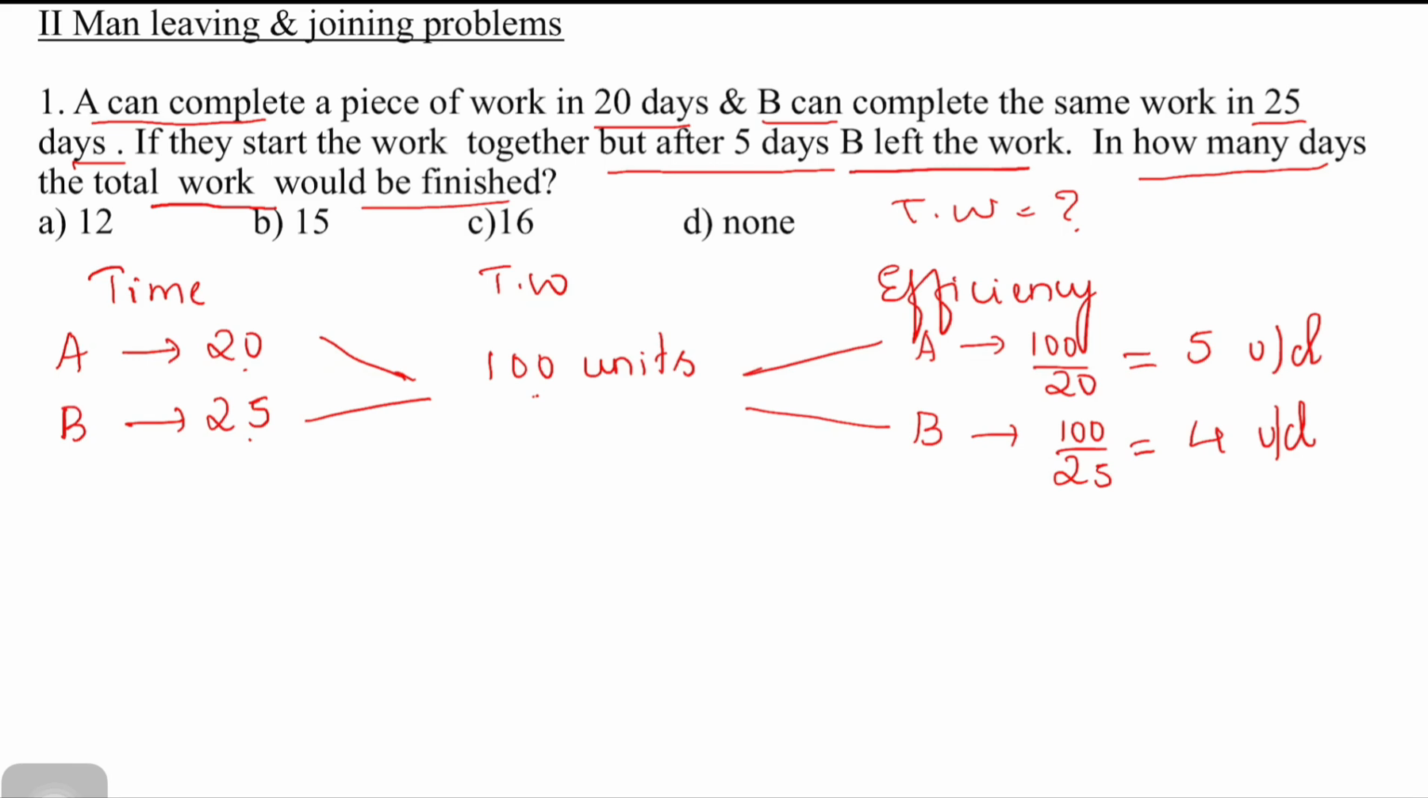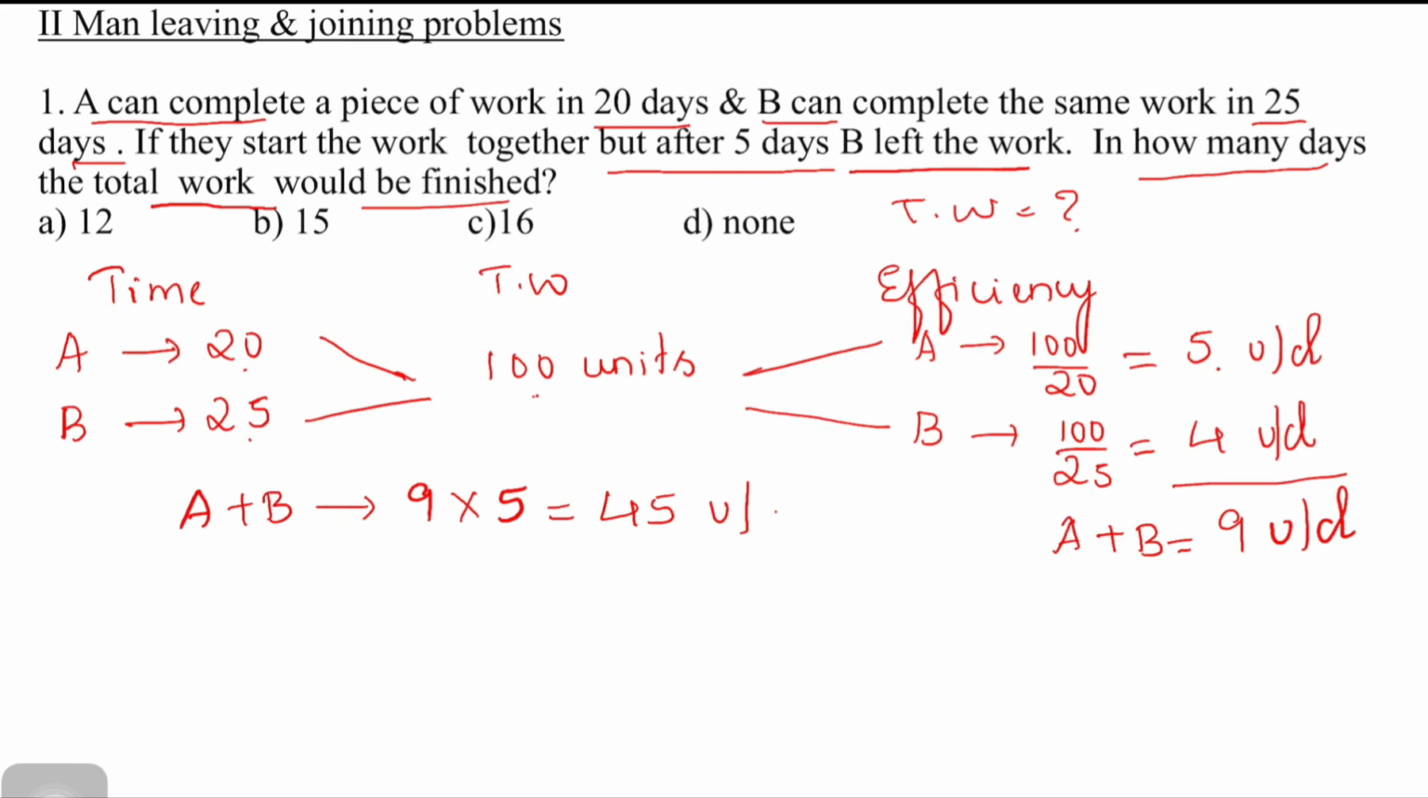So first A and B together will start the work. For how many days? For 5 days, because after 5 days B is leaving. So till 5 days how much work is completed? A completes 5 units of work in one day and B completes 4 units in one day, so together A plus B will complete 5 plus 4, which is 9 units of work in one day. The total work is 100 units. They are working together for 5 days. So 9 into 5 is equal to 45 units. So A and B together complete 45 units till 5 days.